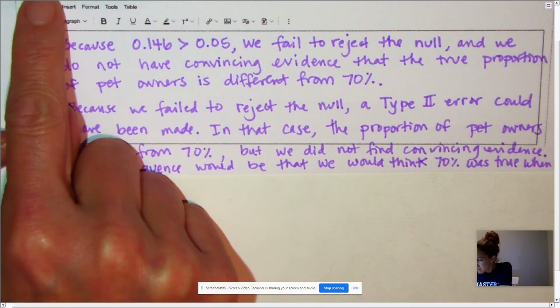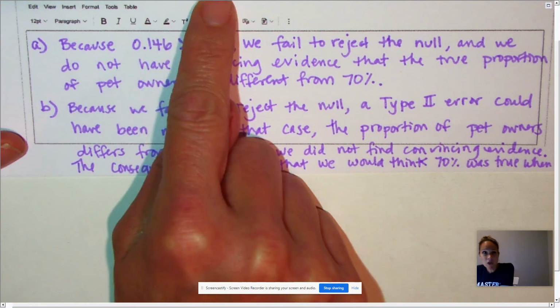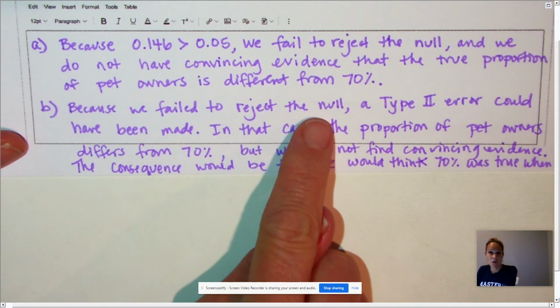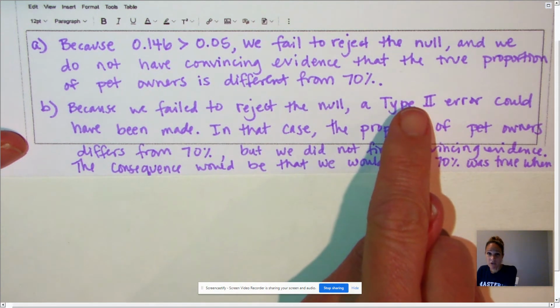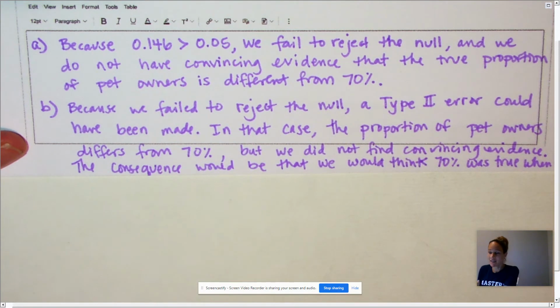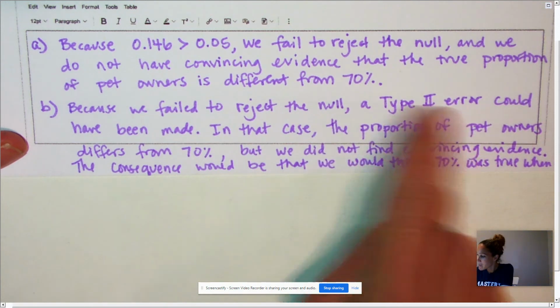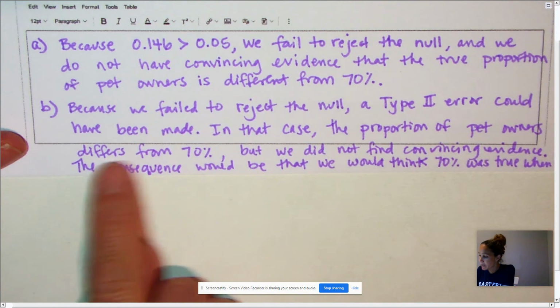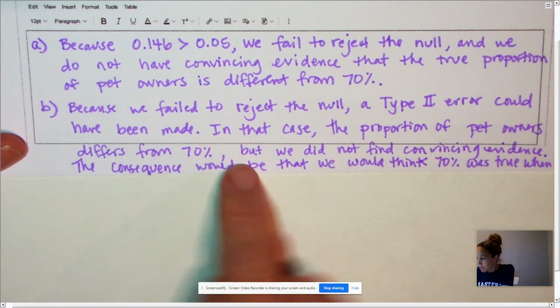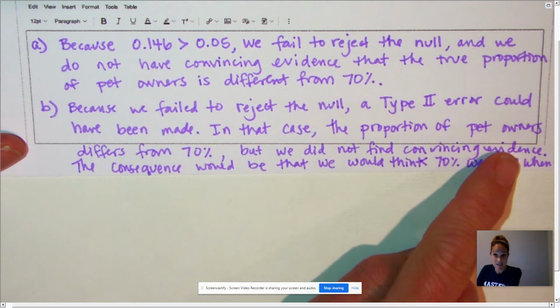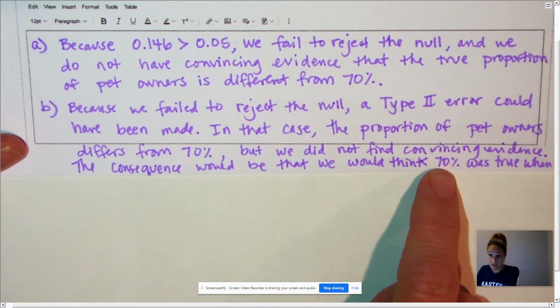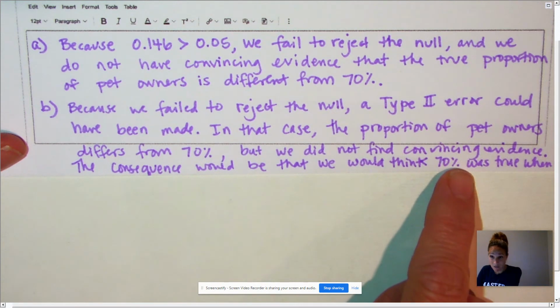So then B, it says, based on your decision above, what error could have been made? Well, we know that when we fail to reject a null when we do have evidence for the alternative hypothesis, that's a type 2 error. So in that case, the proportion of pet owners differs from 70%, but we didn't find convincing evidence to support it. So the consequence would be that we would think 70% was true when in fact it was not.